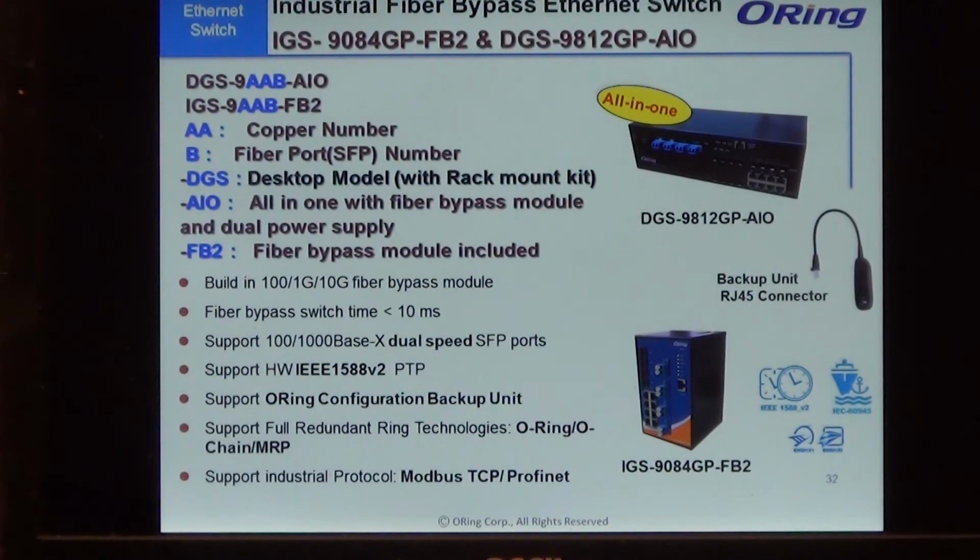Orin's industrial fiber bypass Ethernet switch now supports the fiber bypass function during any power failure or connection loss. This model also supports 2 power modules for power redundancy. The fiber bypass switching time is less than 10 milliseconds.